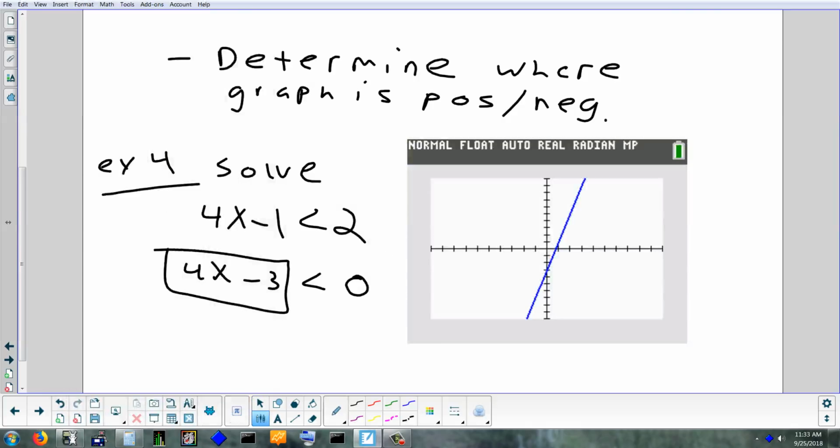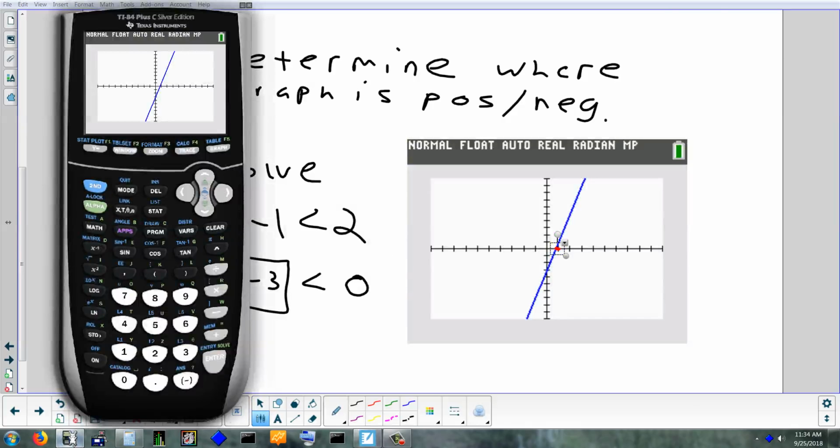Let's look at it. Oh, it crosses the y-axis right there. Where is it below the y-axis? X values to the left of that dot, or would you plug in X values to the right of that dot? To the left. So our answer is going to be everything below that dot. So second, calc, 0. Pick a point to the left, pick a point to the right, and do your guess. And it comes out to 0.75.